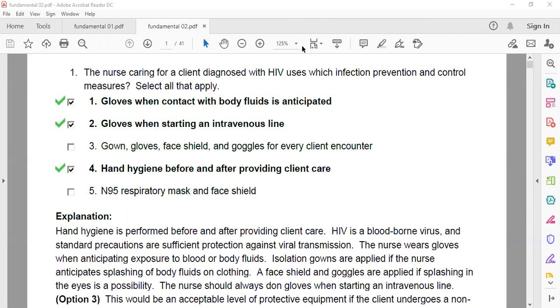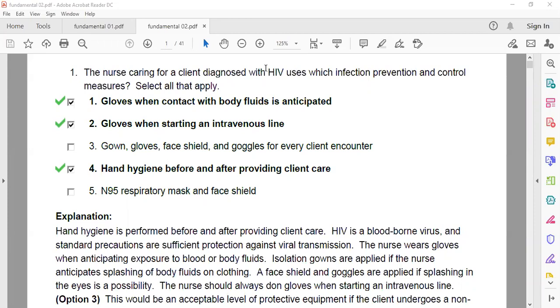Examples of contact precautions are, as I said, Clostridium difficile or Klebsiella, MRSA, varicella, VRE, RSV, rotavirus, infected pressure ulcer, or any kind of major skin wound, skin infection, impetigo, scabies, HIV.